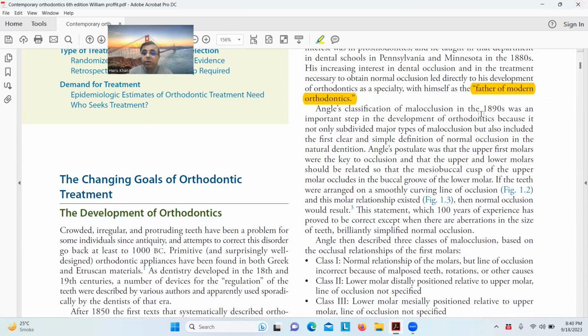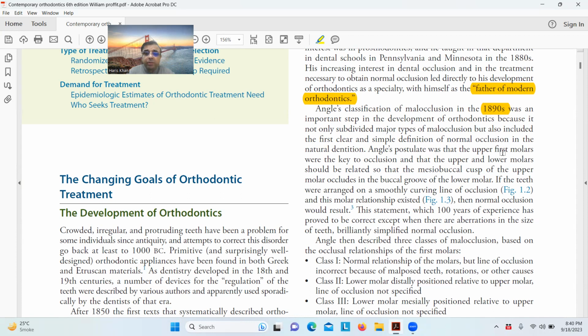Engel's classification of malocclusion in 1890 was an important step in the development of orthodontics. Engel classified malocclusion, as we know, into class 1, 2, and 3. This was in the 1890s. There are class 1 level MCQs in some exams, at the MDS level or other levels, the fellowship level exams, but at a basic level.